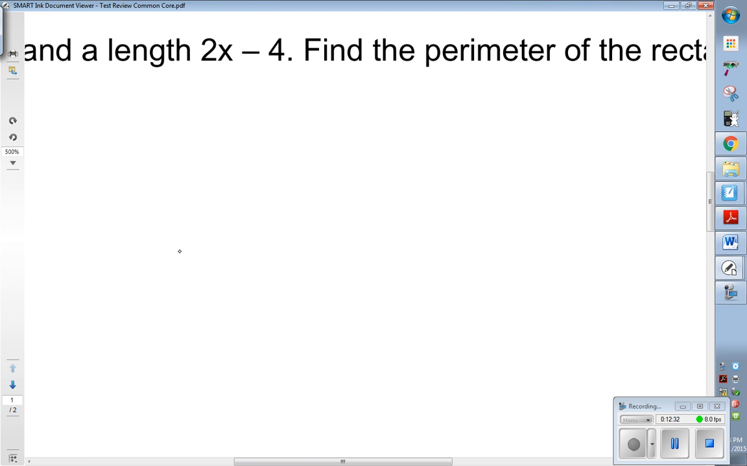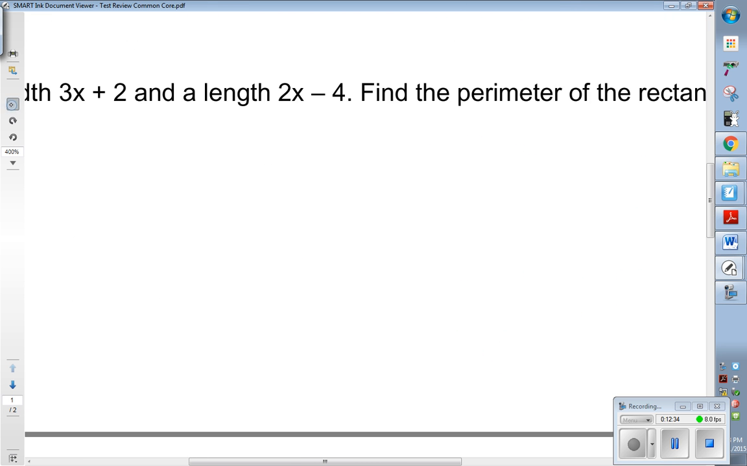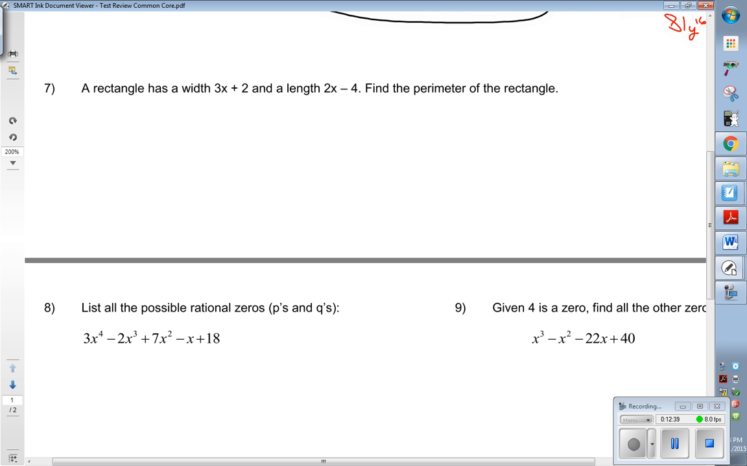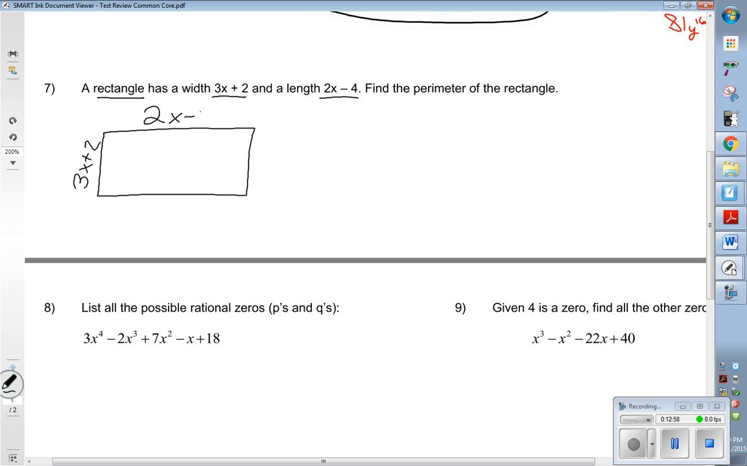Last one on the front side. I got to zoom out a little bit. A rectangle has a width of 3x plus 2 and a length of 2x minus 4. Okay, so I'm going to draw a rectangle. It has a width of 3x plus 2. So this side of the rectangle is going to be 3x plus 2. The length, okay, so the long side of it is going to be 2x minus 4.